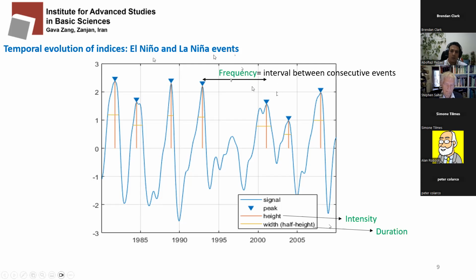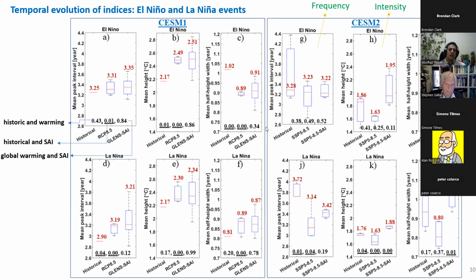For frequency, we computed the interval time between the consecutive events, but for intensity, we take a look at the height of each of these events, and for duration, we consider the width of each event. This slide summarizes all the results from El Niño and La Niña events characteristics.